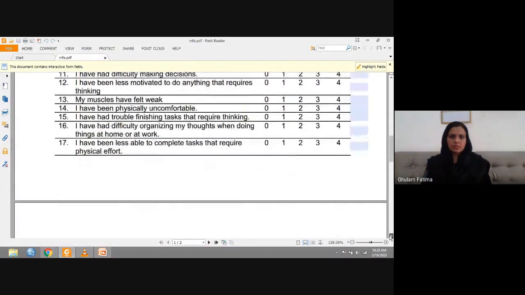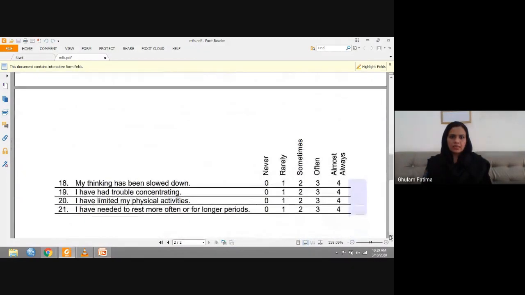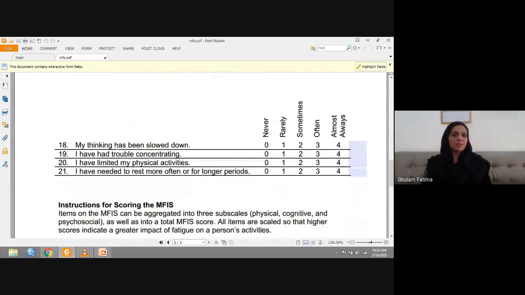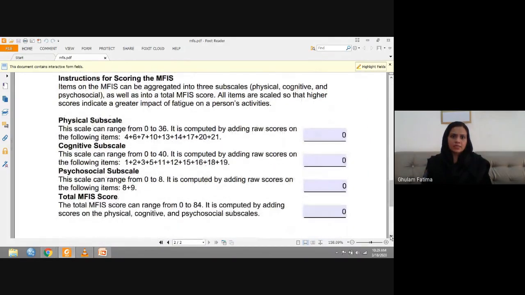Okay, and there are certain questions that let you think about mental fatigue, such as my thinking has been slowed down, which shows mental fatigue. Overall, this outcome measurement tool is divided into a physical subscale, cognitive subscale, and psychosocial subscale, and then there is a total MFIS score that is out of 84. So this is an outcome measurement tool that can be used to rate the fatigue level of the patient. I have already shared this scale on your classroom app, and you have to fill this scale with some real patient, and it is a part of your project.